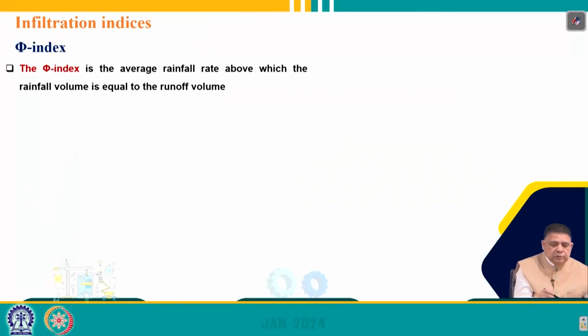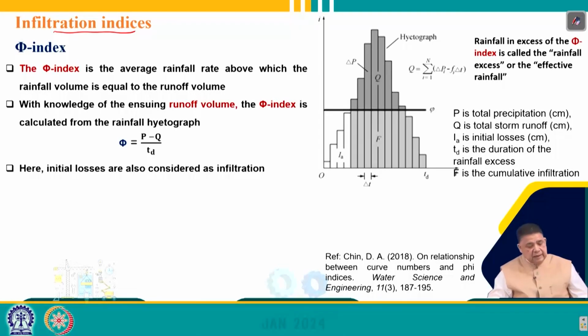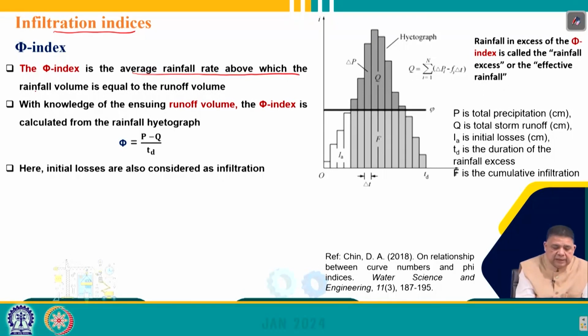Now, we come to infiltration indices, and there are two types of indices which are used, the phi index and the W index. The first one is the phi index, which is the average rainfall rate above which the rainfall volume is equal to the runoff volume. Basically, the phi index or the indices are used to represent the average loss.